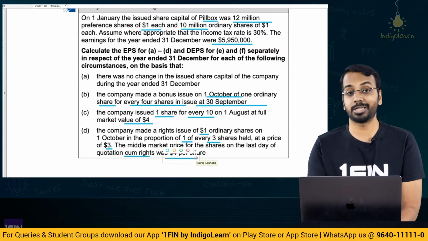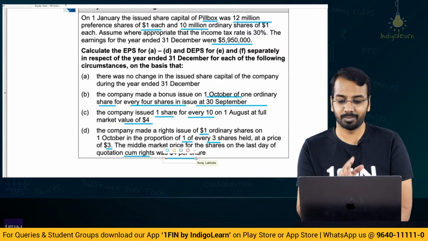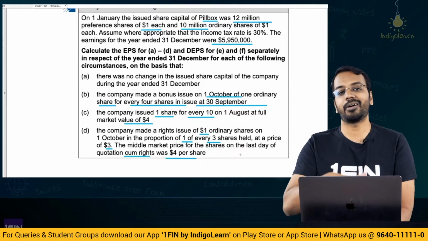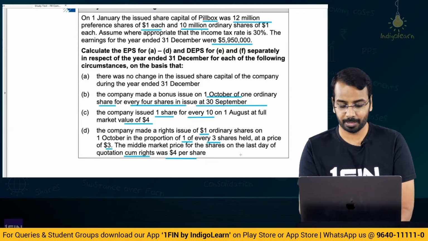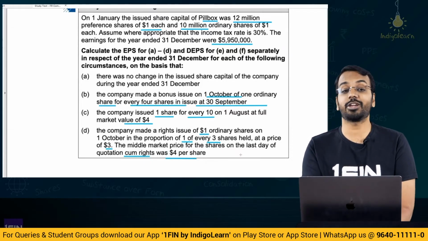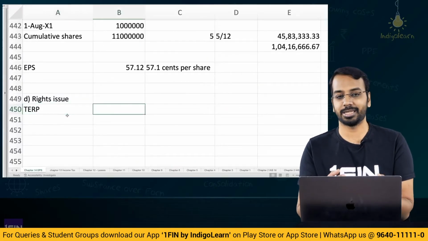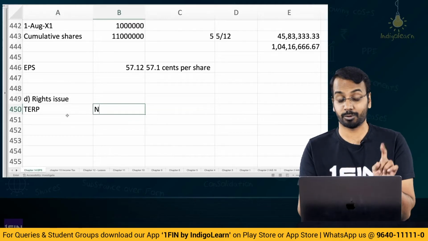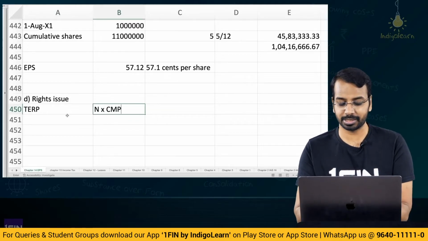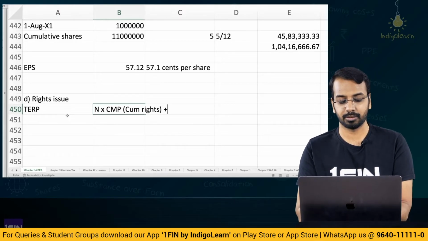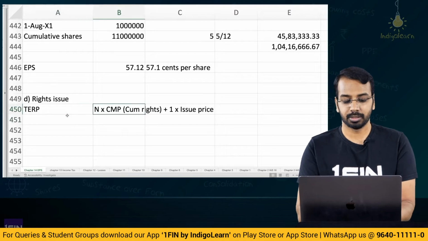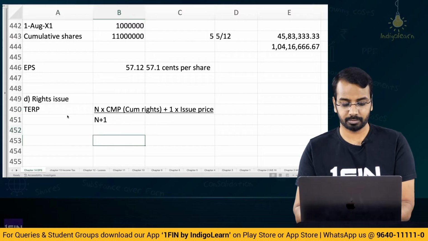So cum rights price or the market price before the rights is 4, after the rights it has become 3. So issue price is 3. So we need to calculate theoretical ex rights price. Theoretical ex rights price, as I told you, take the number of shares required for 1 share multiplied by current market price, which is cum rights, plus 1 multiplied by issue price, divided by n plus 1, right.